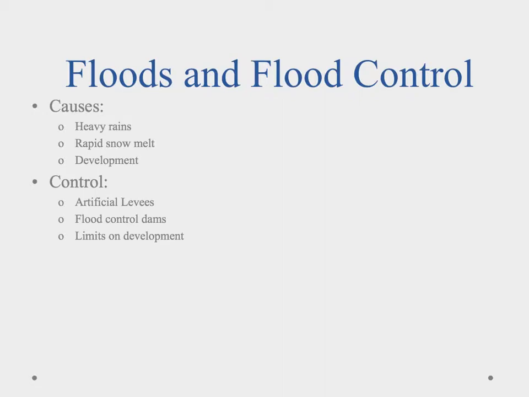Okay, so let's talk about floods and flood control. Floods quite simply means there's too much water. We have too much water flowing in the streams, and it causes it to overflow its banks. The causes for this naturally would be either heavy rains or rapid snowmelt. Both of those are natural ways to get more water into the stream beds than it can hold, so it overflows its banks, and that's how we get a flood.